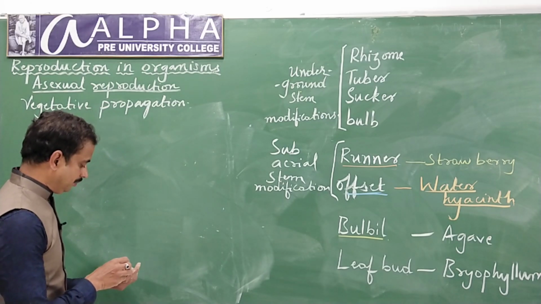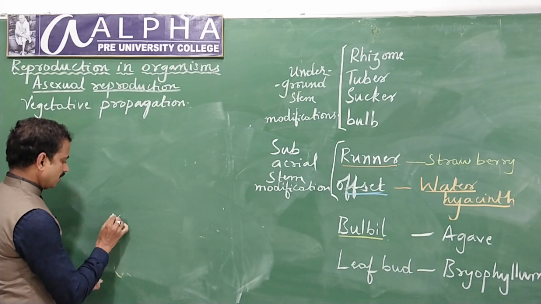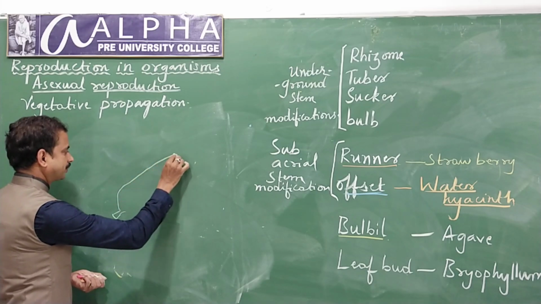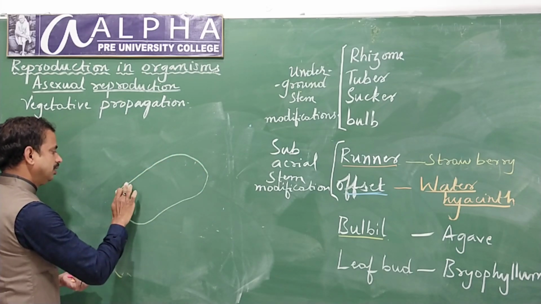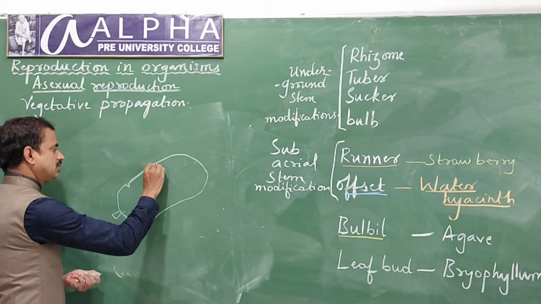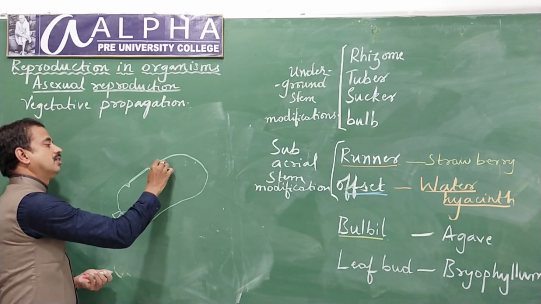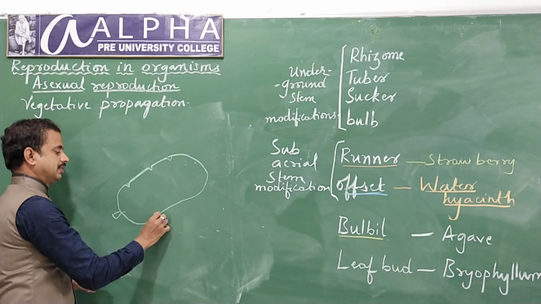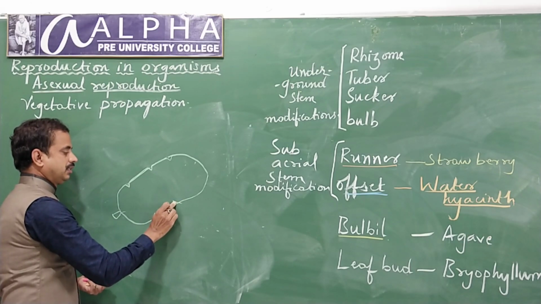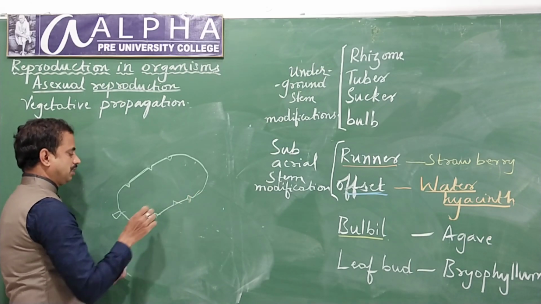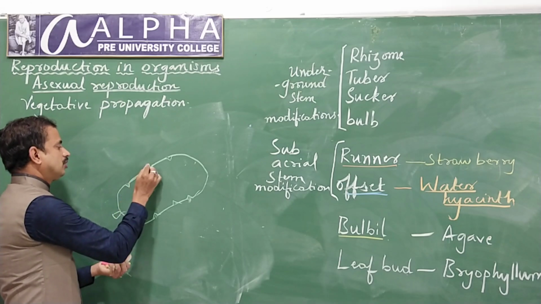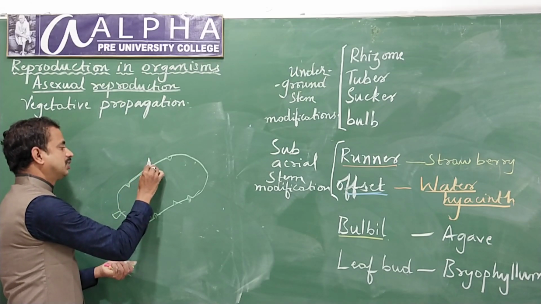Okay, in bryophyllum, leaves are larger, somewhat like this. Leaves are larger, and there is a presence of notches at the margins of the leaf. There is a presence of notches like this, right? Leaf notches are there. At the point of leaf notches, there will be a formation of buds like this.